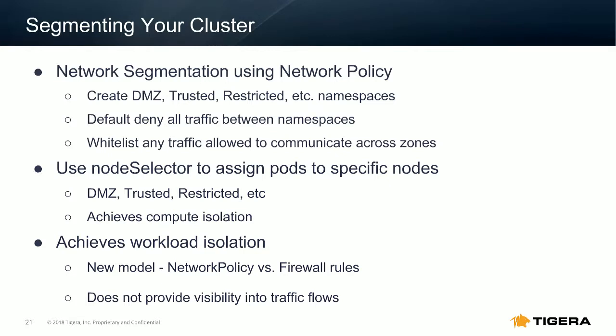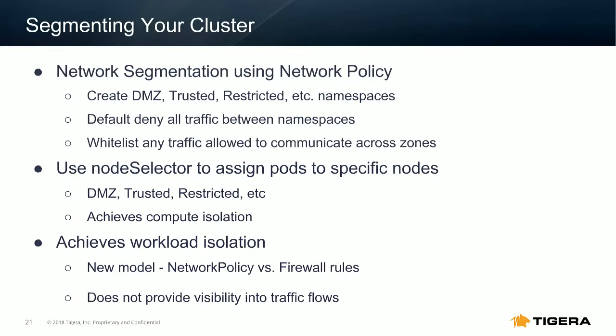So the first is network segmentation using network policy. If you're not using network policy within your cluster, by default the cluster is wide open. Everything can communicate with everything. But you can use network policy to create a DMZ, to create a trusted zone, a restricted zone. And these can be different namespaces. There are different ways to implement this. But at that point in time, you can control the flow of traffic.